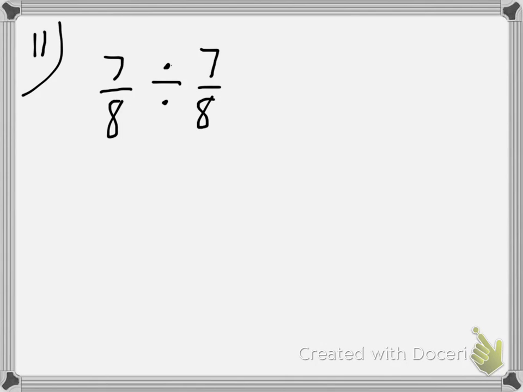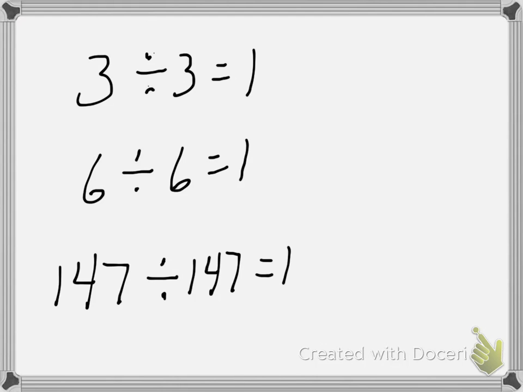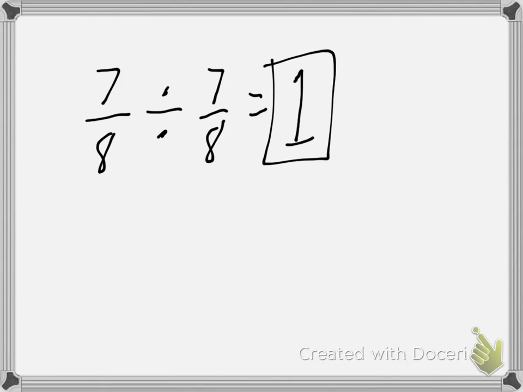For number 11, we're going to be dividing fractions. Now, for the first one here, we have 7/8 divided by 7/8. And this really goes with one of our math principles, which is any number divided by itself is 1. So 3 divided by 3 is 1, 6 divided by 6 is 1, and 147 divided by 147 is 1. And of course, a fraction is a division problem. 3/3 is 1, 6/6 is 1, any number over itself is 1. So therefore, 7/8 divided by 7/8 has to equal 1.